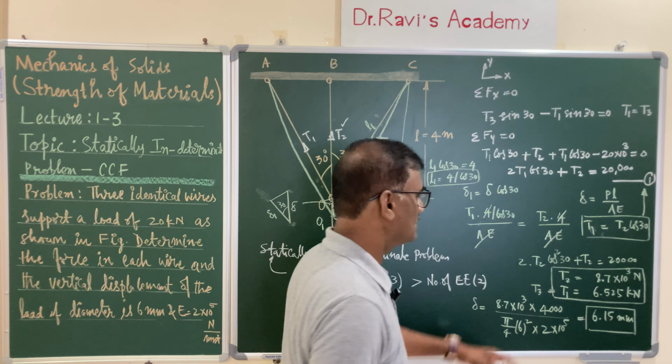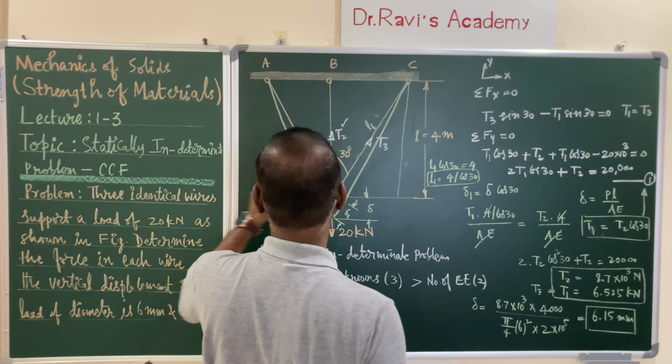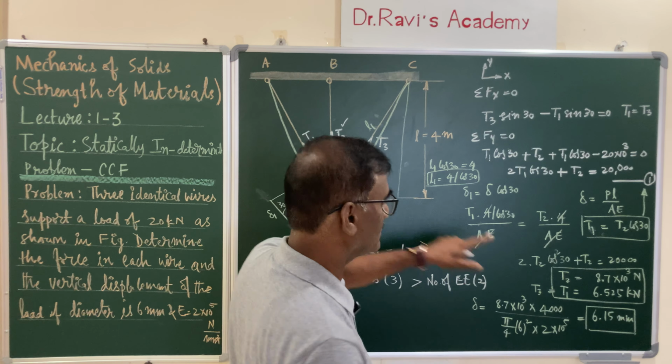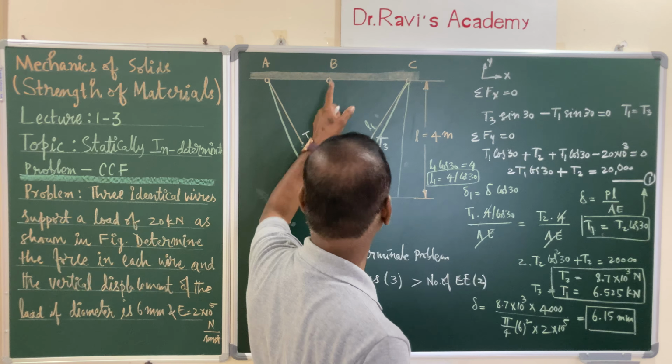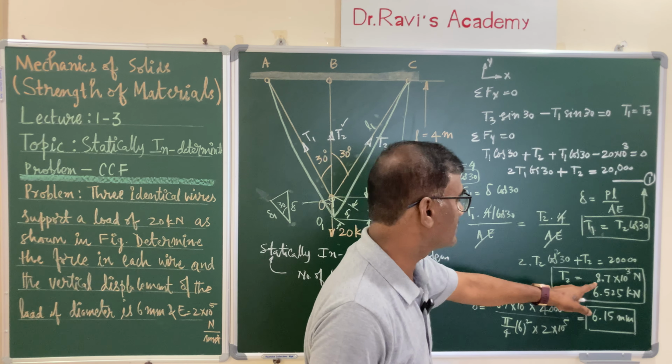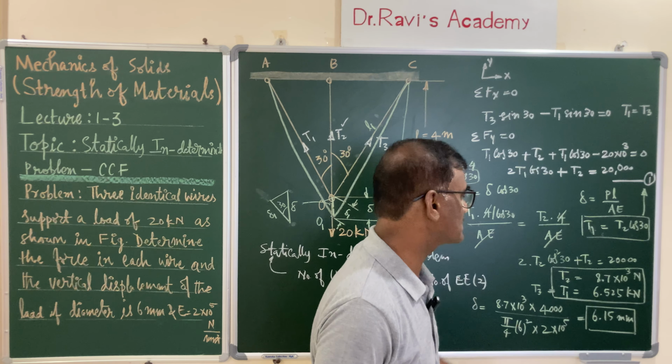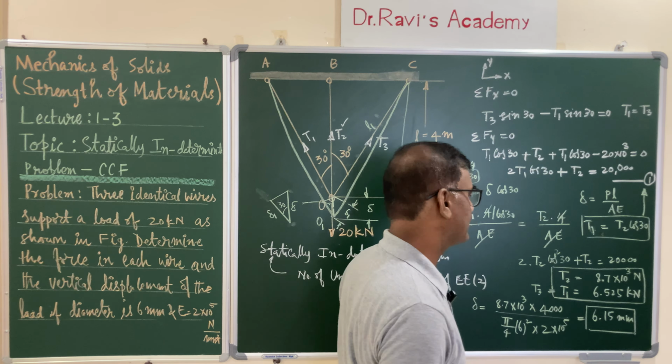So the answers are: T1 is equal to T3, and that value is 6.525 kilonewtons, and the tensile load in this vertical wire is 8.7 kilonewtons, and of course the vertical displacement is 6.15 mm.